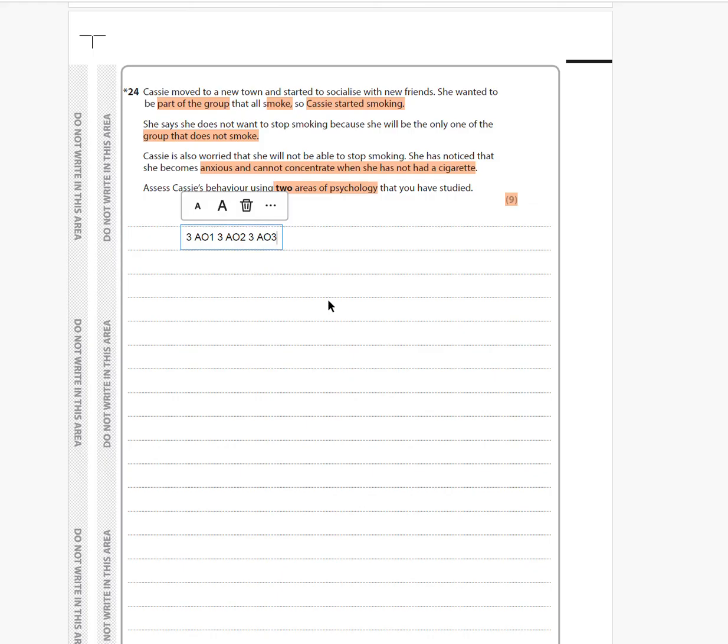Again, no more than 10 minutes, making sure that you're using keywords and concepts. The most common mistake on this question is people don't do AO3. So they forget to talk about research and apply studies. So make sure that you're following that Wally weave when you're answering the question.